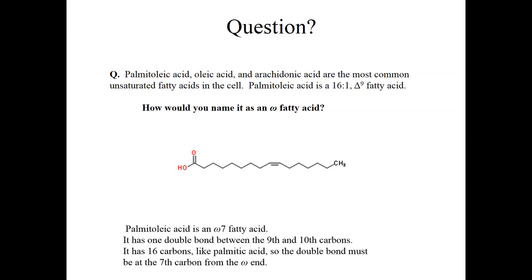So if you look at it here, you have a carbon number 1, 2, 3, 4, 5, 6, 7, right? So it is omega 9. If you want to look at it from the carboxyl end, 1, 2, 3, 4, 5, 6, 7, 8. Let me repeat it: 1, 2, 3, 4, 5, 6, 7, 8, 9. So that is delta 9 by omega 7.